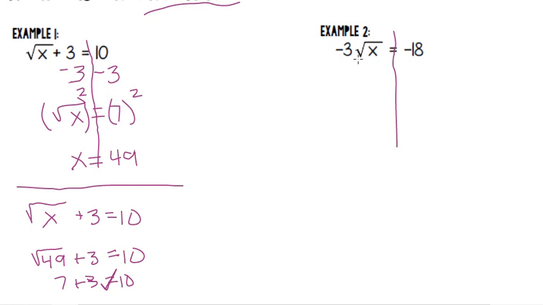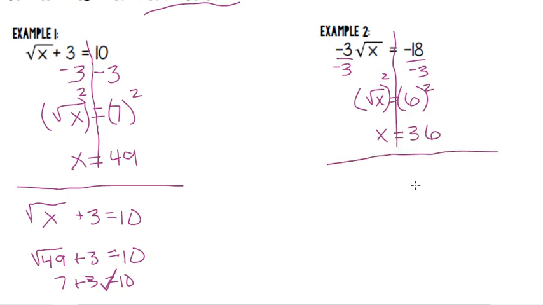So what we're going to do now is get this radical by itself. I'm going to divide by -3 on both sides. So I get that the square root of x is equal to -18 divided by -3, so that's 6. I need to get x by itself here. I've got to get it out from underneath the square root. So I square it, and I get that x is equal to 6 squared, which is 36.